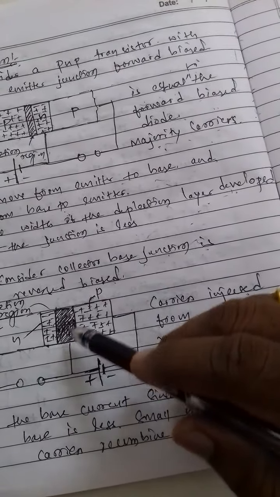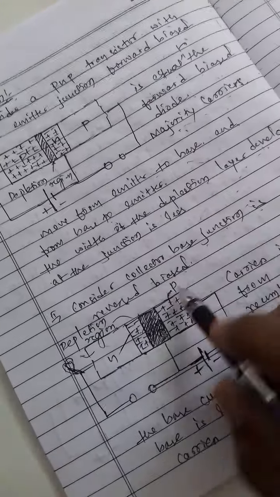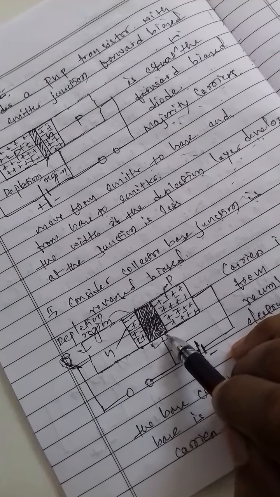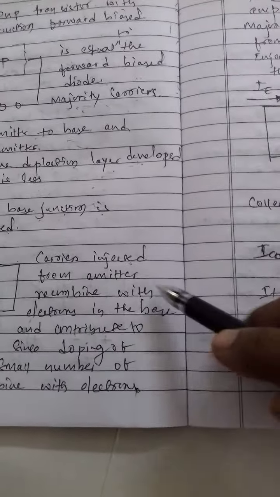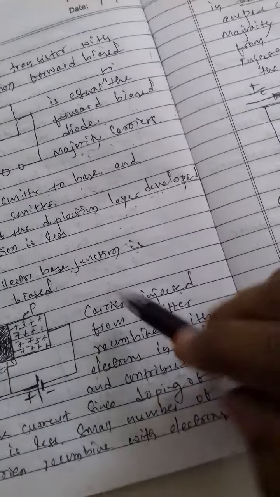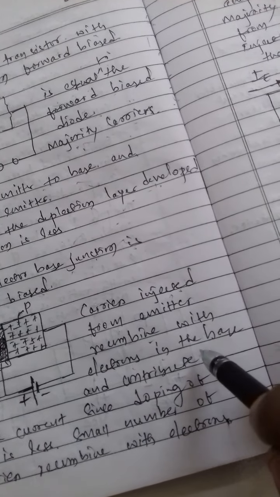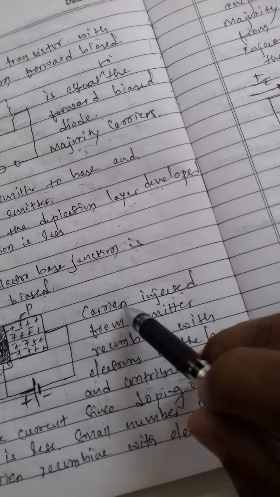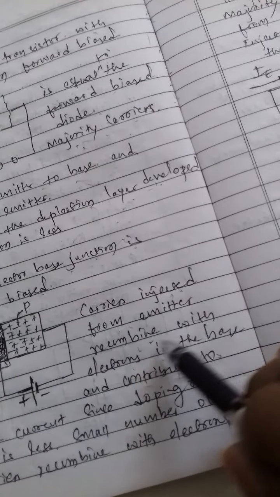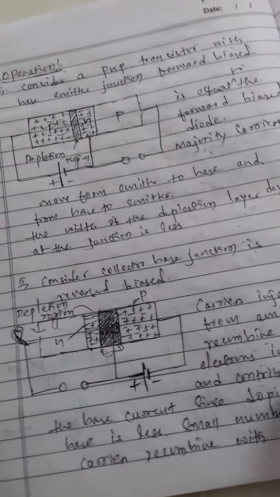Here the collector base junction is reverse biased, so the width of the depletion layer developed at the junction is more. Carriers injected from the emitter recombine with the electrons in the base and contribute to the base current.